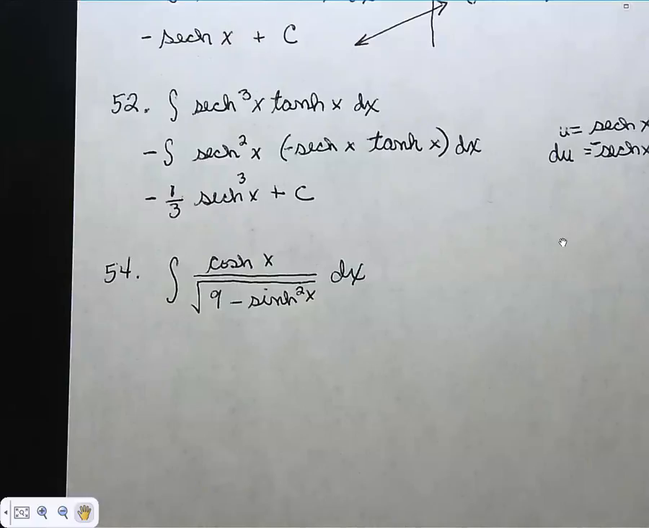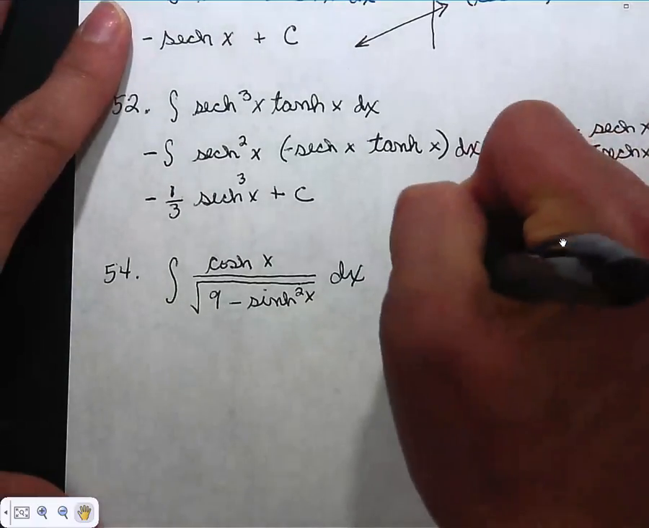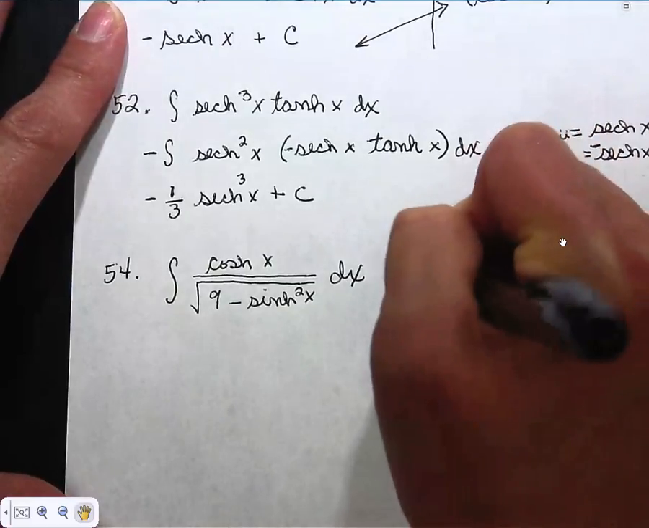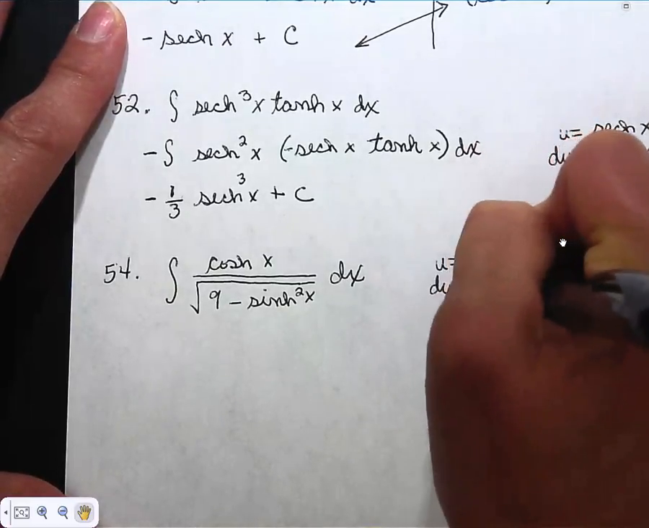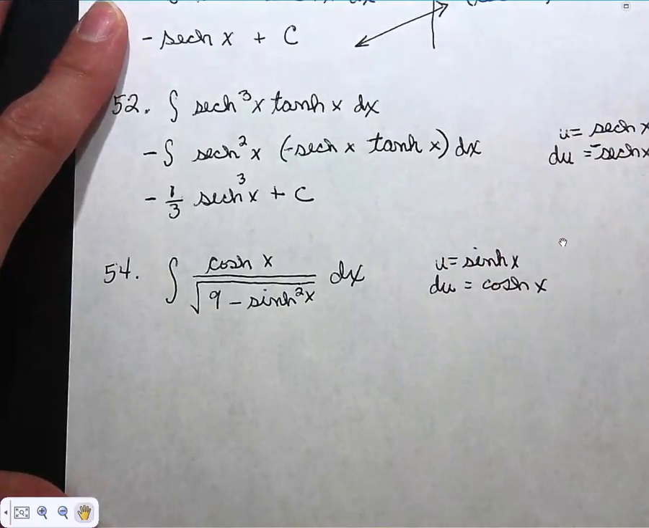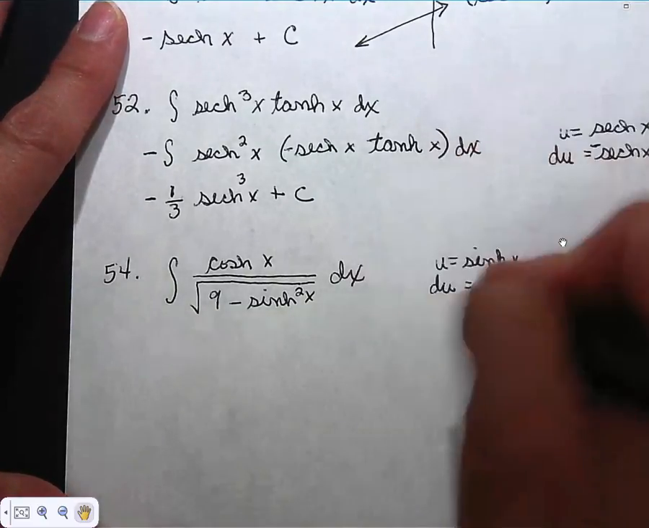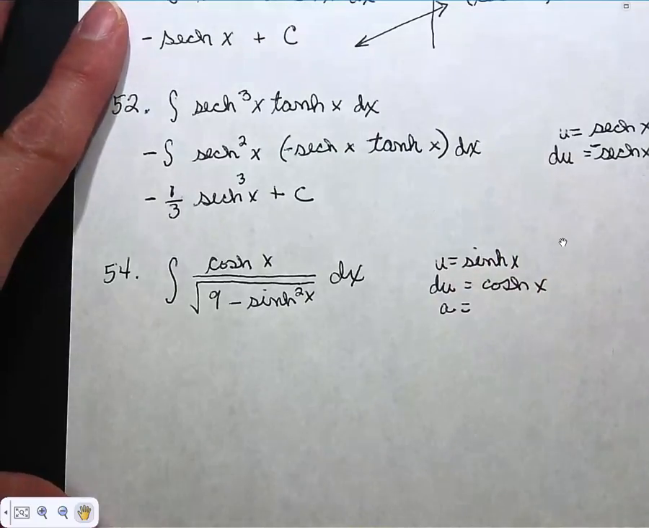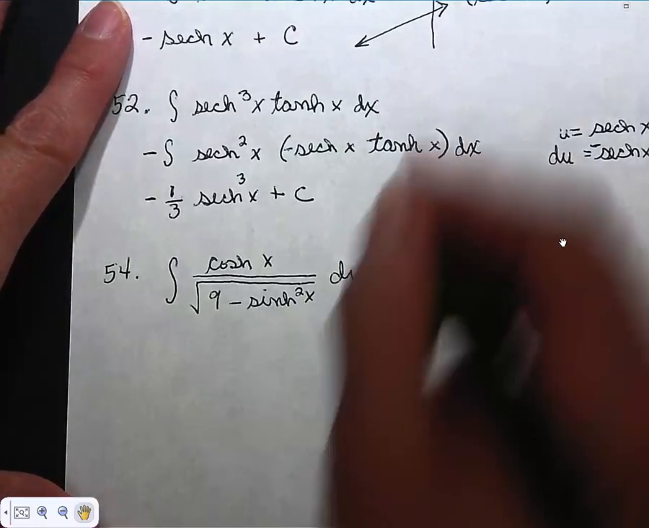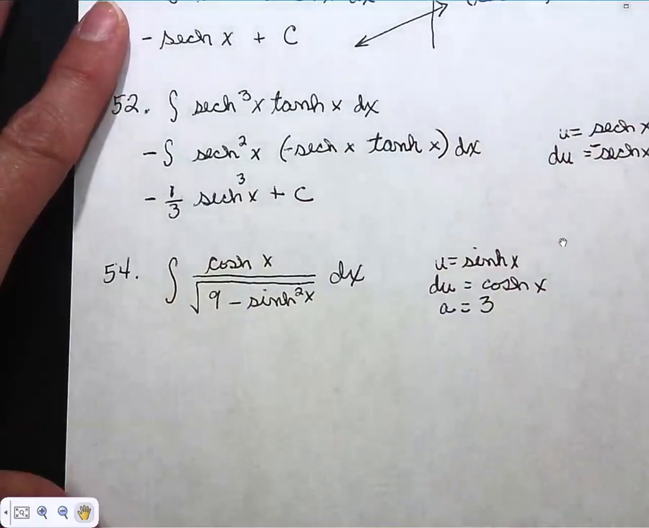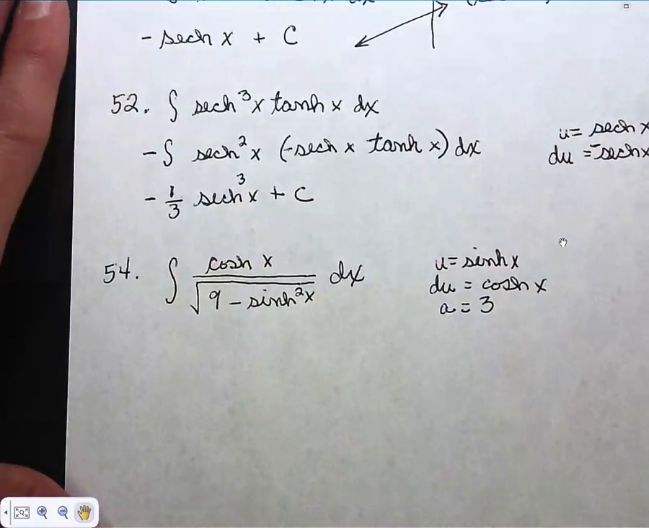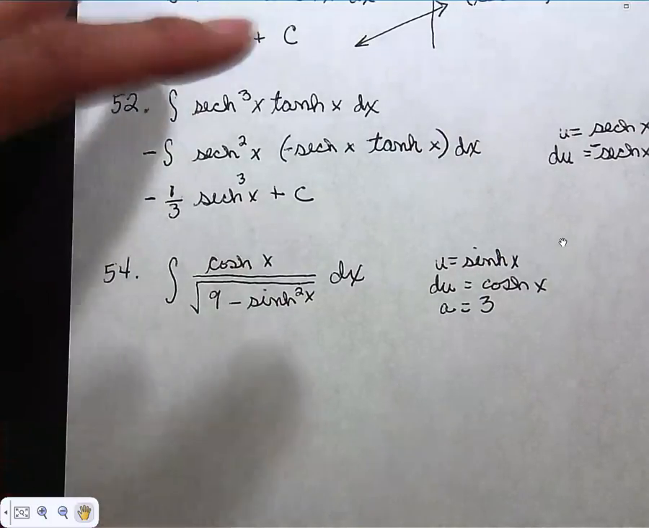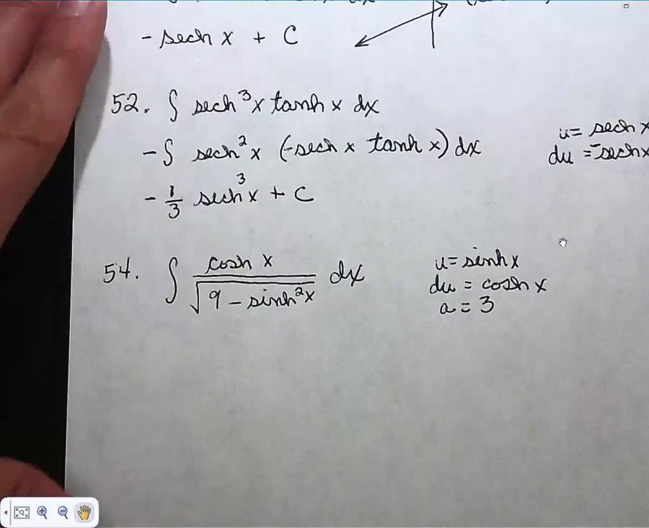It's arc sine if I let u be sinh, then du would be cosh, and a would be what? Yeah, the thing you squared to get the constant. Jordan, you're starting to smile like, this is kind of fun. I like arc sine of sinh.